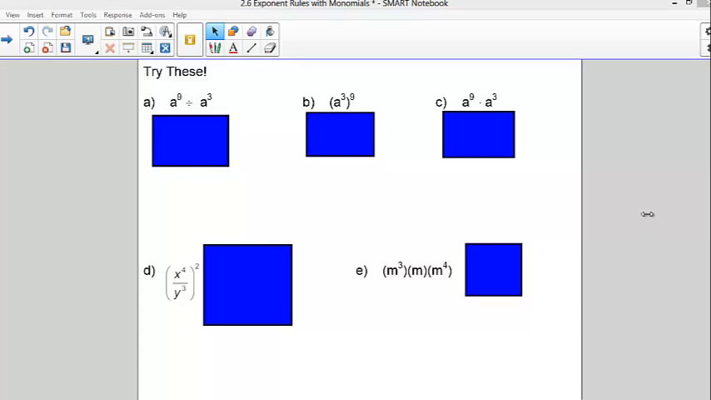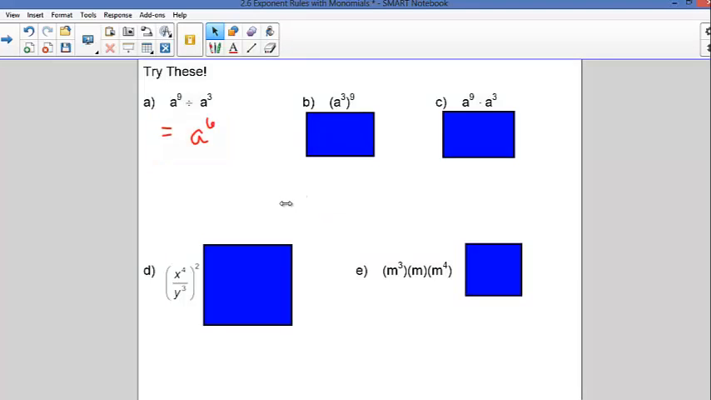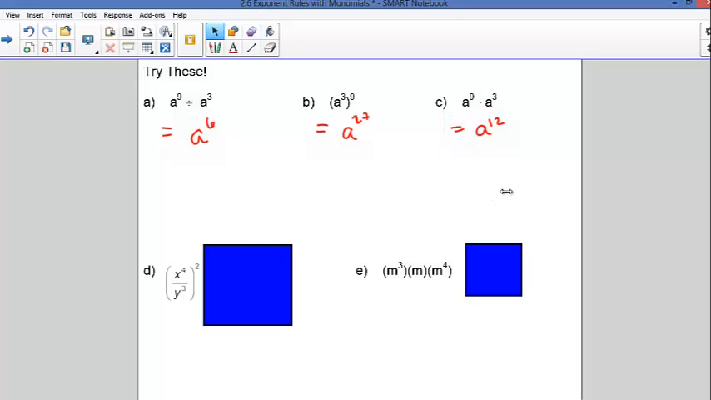Okay, so as per usual, I'm going to take these one at a time. The first example is rule 2. So we're dividing, so we would subtract those two exponents. We wind up getting a to the power of 6. Question B is actually rule 3. We multiply those exponents. We get a to the power of 27. And C is actually good old rule number 1. We're adding those exponents. Same base in all three of those cases.